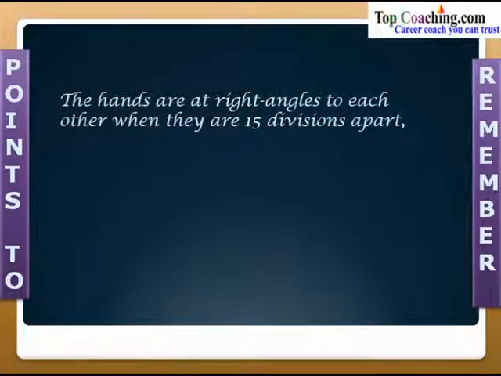The hands are at right angles to each other when they are 15 divisions apart. So whenever there is a right angle formed between these two hands, they are always 15 divisions apart. So 15 divisions is equivalent to 90 degrees. So every 15 divisions between these two hands corresponds to a right angle or 90 degrees.